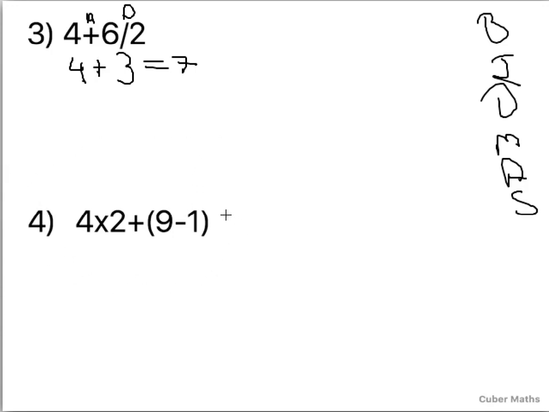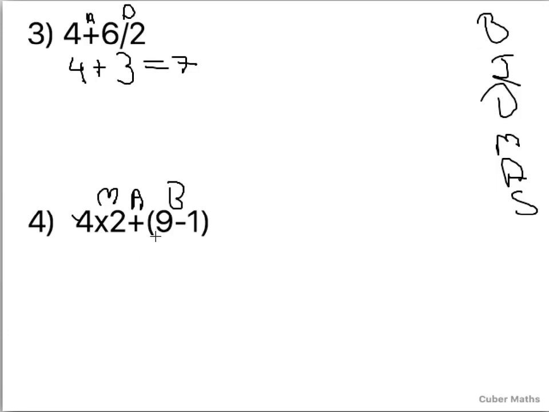Now down here we're going to do exactly the same. So we need to think about our BIDMAS. So 4 times 2 is a multiplication. So we're going to put M above here. 4 times 2 add 9 minus 1. That's an add. So we're going to put an A here. And 9 minus 1. Now that would be a subtraction. But because it's in brackets, that bumps it right the way to the top in B.